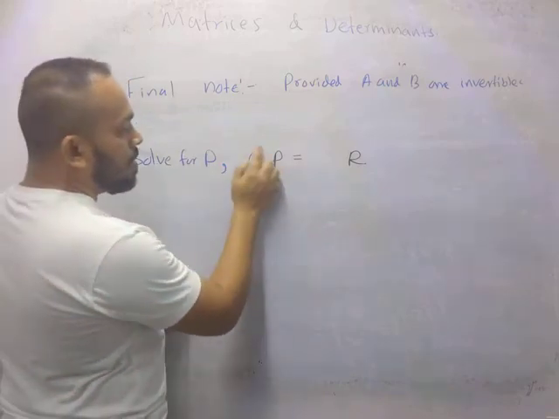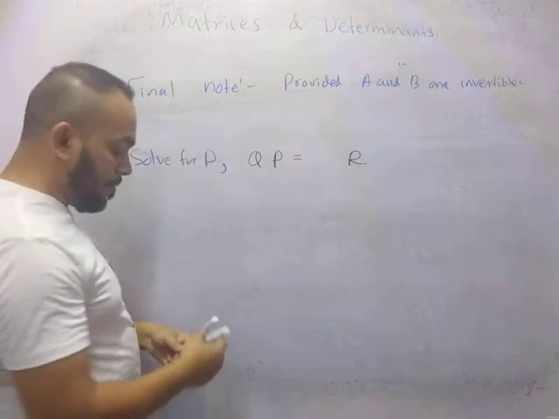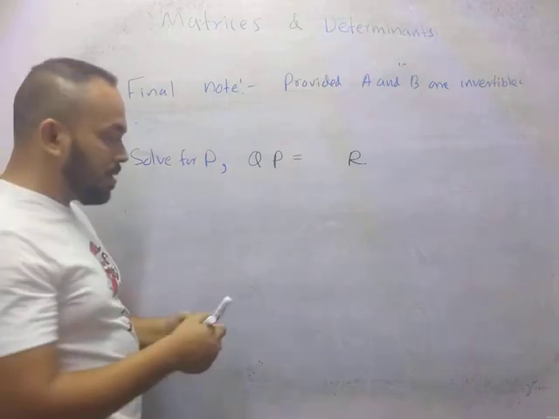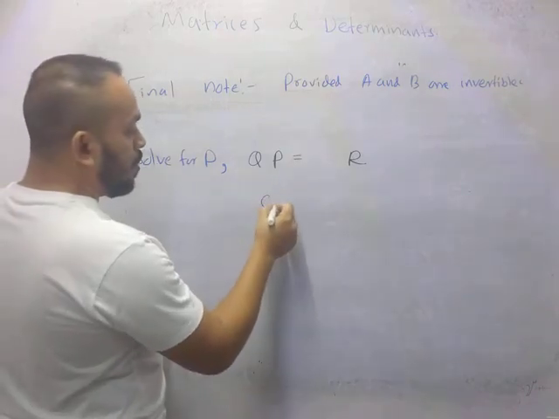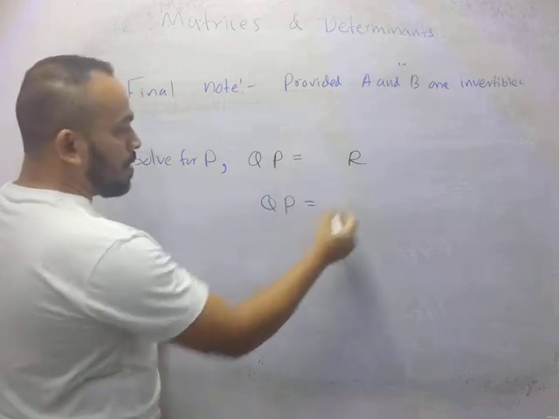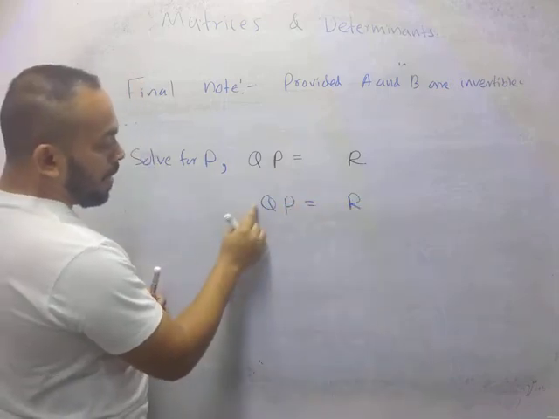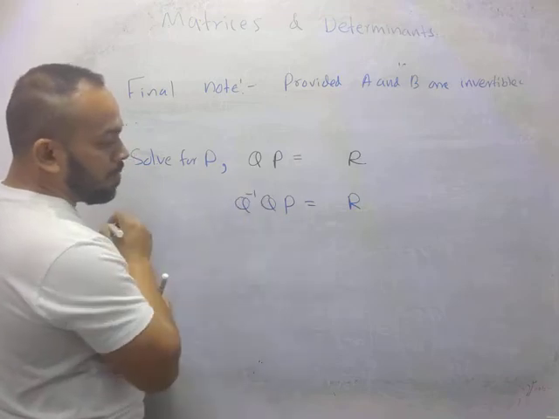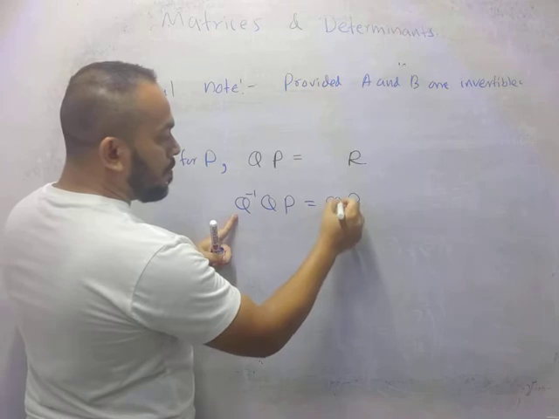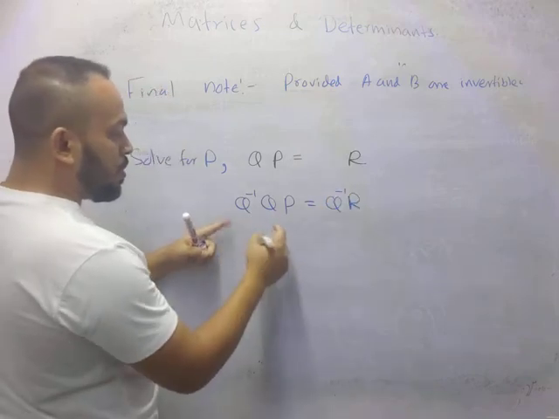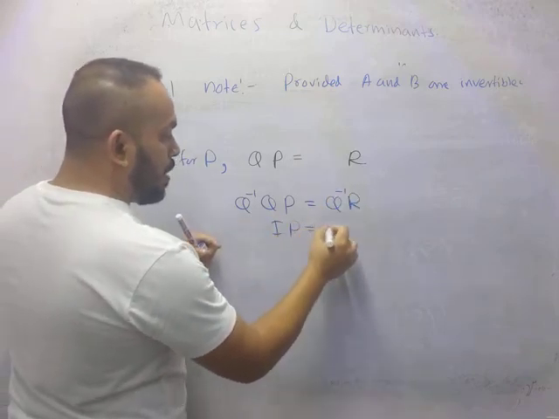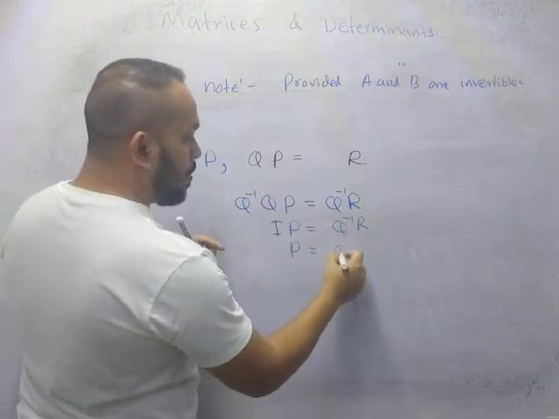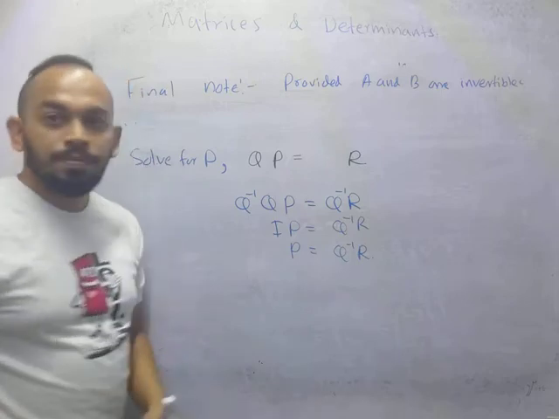So P has, this is the enemy. This is the enemy we have. To get rid of this enemy, you have to multiply the equation by the inverse. So the first thing you do, you write QP like this, and R. You have to multiply Q from this side by Q inverse. So you do the same. So these two would be I times P, and Q inverse R. I times P is just P, equal to Q inverse R.